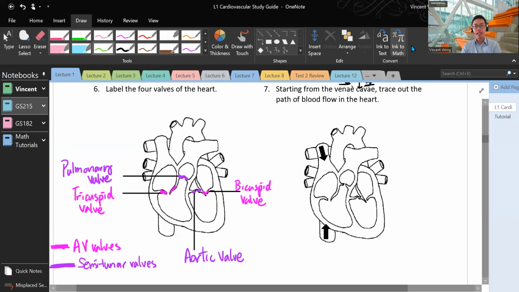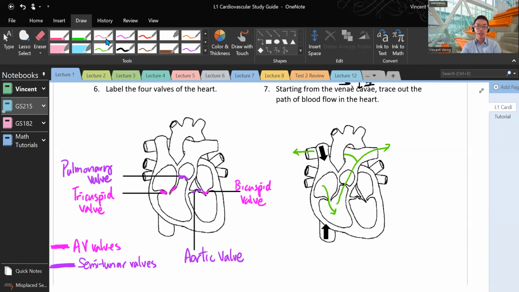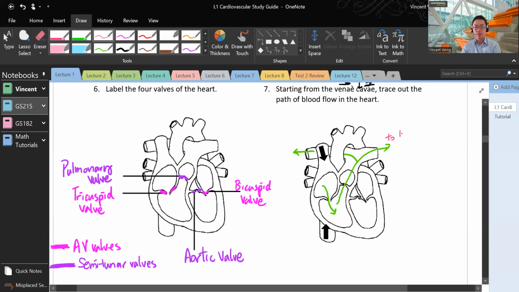Okay, we're going to start at the vena cava, and we will trace out the path of blood flow in the heart. So from the vena cava, it's going to go into right here, the right atrium, through the tricuspid valve, and then into the right ventricle. Then we're going to go through the pulmonary artery. Okay, that's going to the lungs, to the left lung, to the right lung.